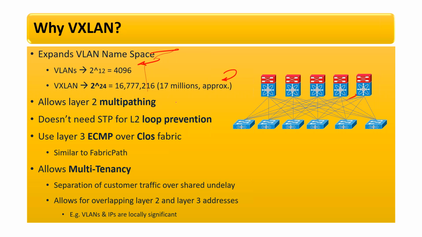We just need to understand that by virtue of the availability of 24 bits in the VXLAN header, 2^24 gives us this particular value. In simple terms, we call it approximately 17 million IDs. And you know what? These IDs are called by a small and very sweet name, VNID, VXLAN Network Identifier.